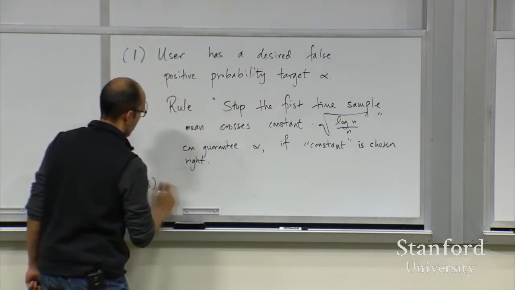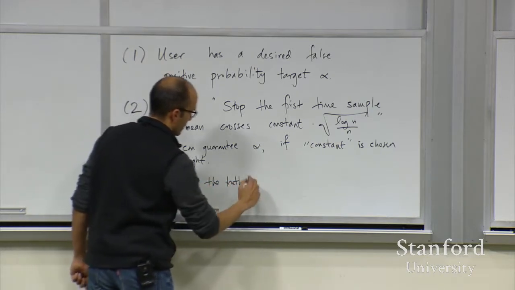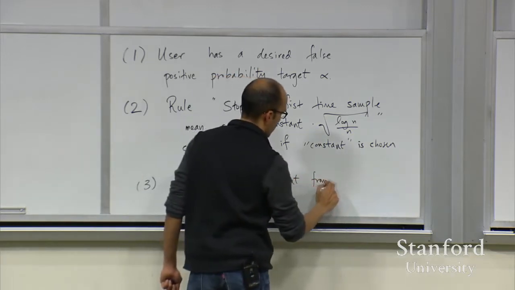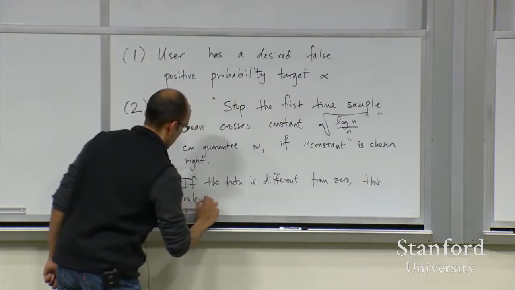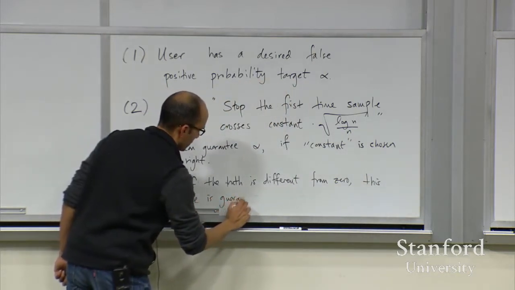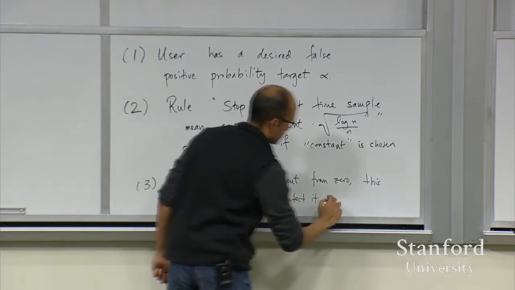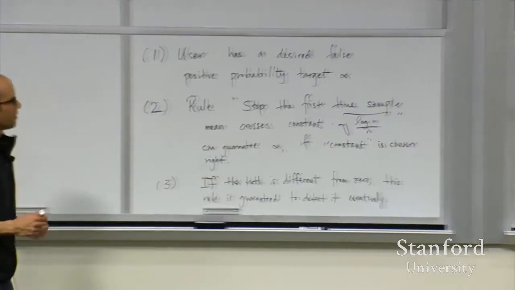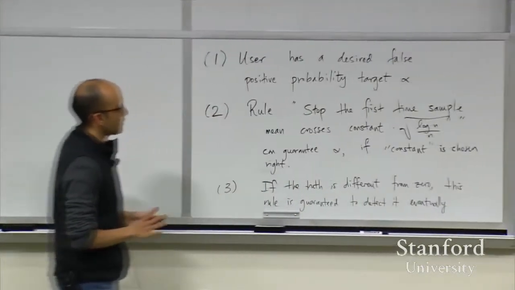And then if the truth is different from 0, this rule is guaranteed to detect it eventually. OK? So there are a couple more points I want to make. So this is kind of a non-technical summary of what I set up here. And there are a couple more points I want to make.